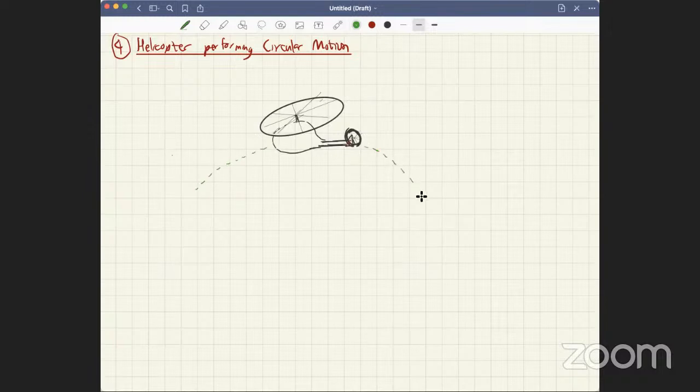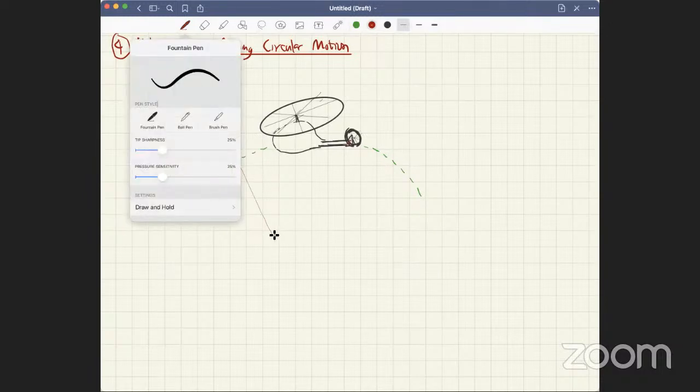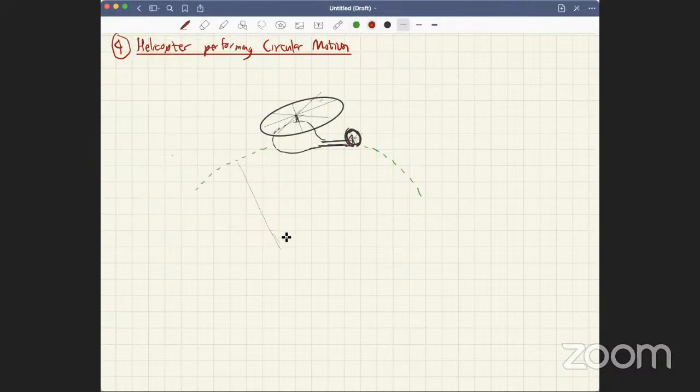Okay, so the helicopter is taking a curve like this, and that curved path will have a radius. We call it the radius of curvature as usual, from that to the center of that circle. Take that radius as r.